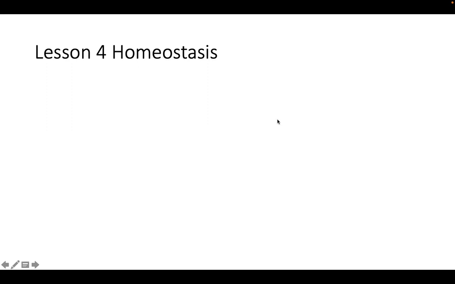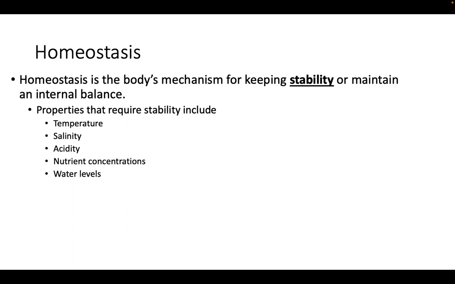All right, lastly, we come to homeostasis, and homeostasis is extremely important for living things. Homeostasis is the body's mechanism for keeping stability or keeping an internal balance. Properties that require stability include temperature, so like when you get hot, you sweat, when you get cold, you shiver, salinity, acidity, nutrient concentrations, water levels. So when you're dehydrated, your body has mechanisms to try and prevent water from leaving your body, and so on and so forth.